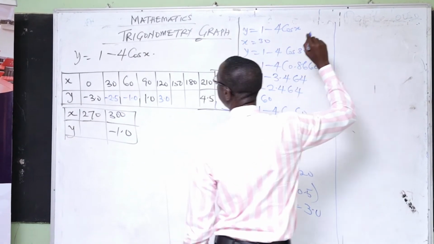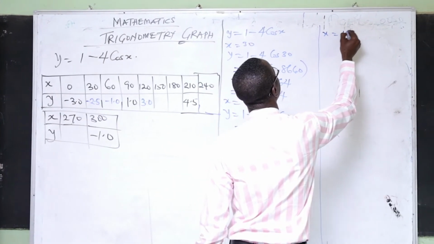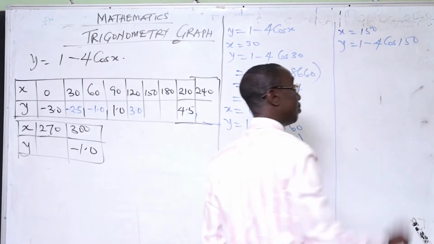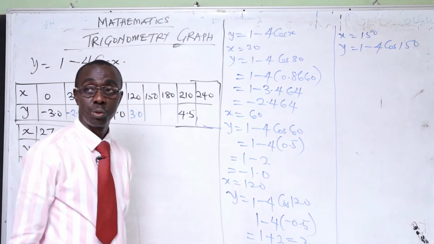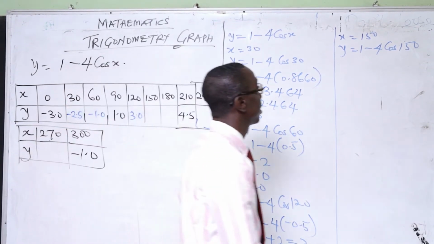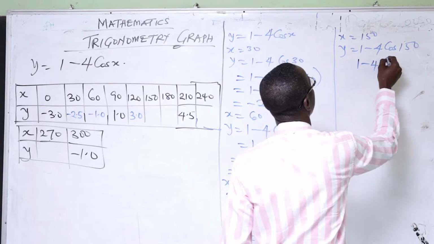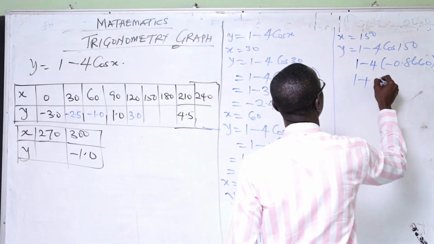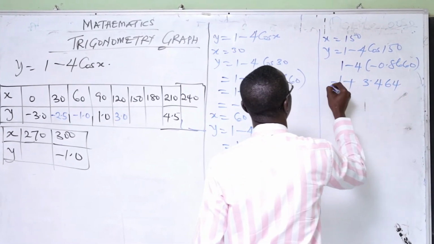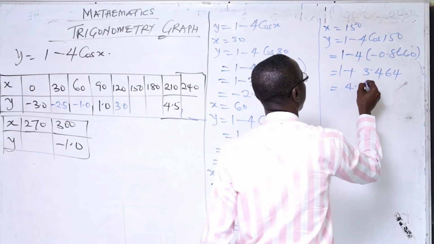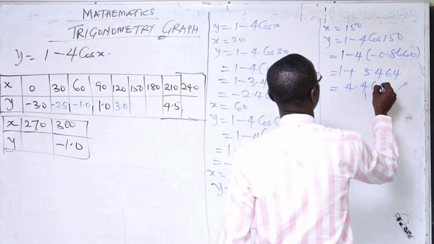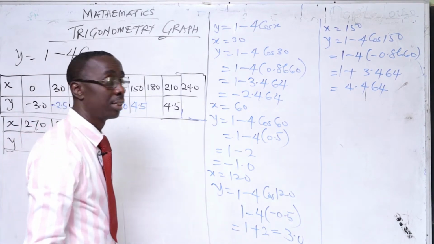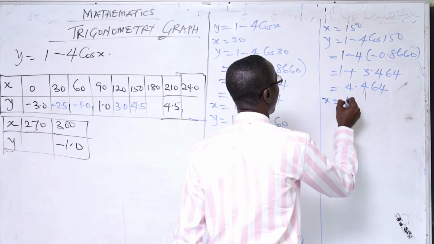The next one is 150. When x is equal to 150, y should be 1 minus 4 cos 150. Cos 150 is the same thing as cos 30, but it should be minus, so minus cos 30. And that will be 1 minus 4 into minus 0.8660, and that's 1 plus 3.464, which is 4.464, which is 4.5. Are we on the same page? Yes, sir. Great.